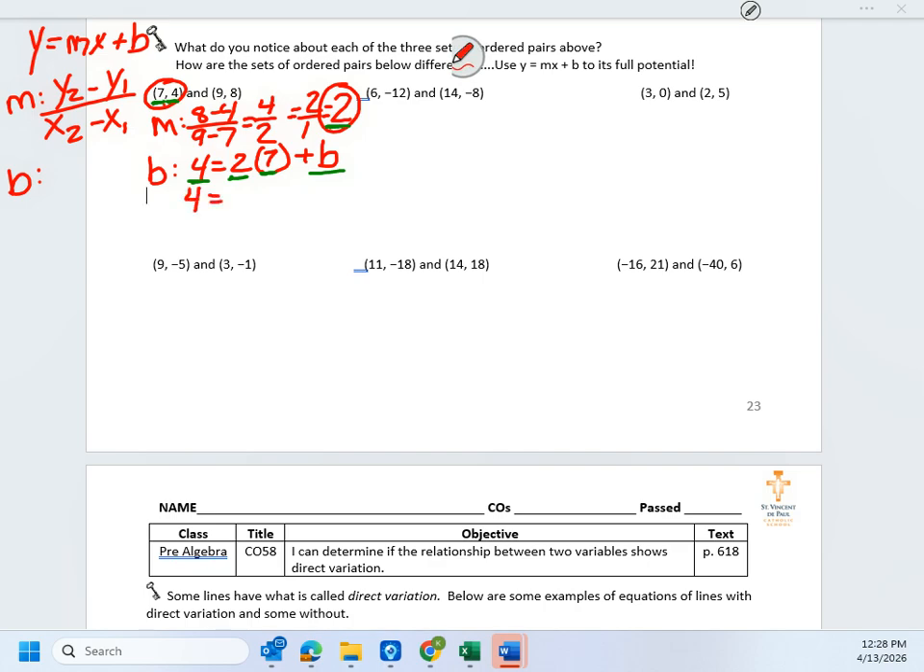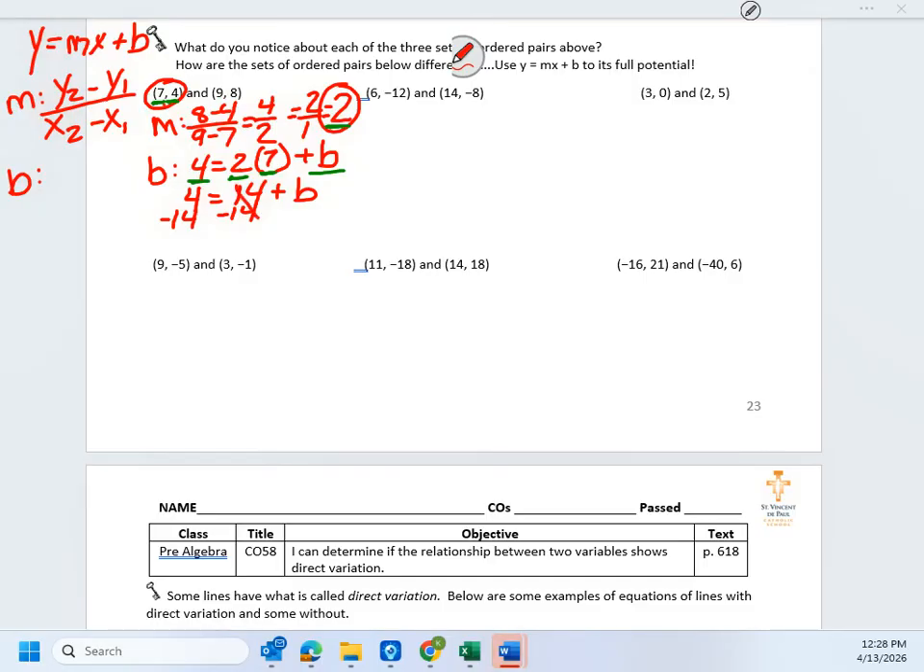4 equals 2 times 7. What's 2 times 7, Colton? 14. 14 plus b. Oh, how do I solve for just b now? What am I going to use? Colton? Opposite operations. Opposite operations, I want b by itself. So that means I have to move 14 to the other side. So when I'm moving to the opposite side of the equal sign, I do opposite operations. This is a positive 14, so I need to subtract 14 from both sides.